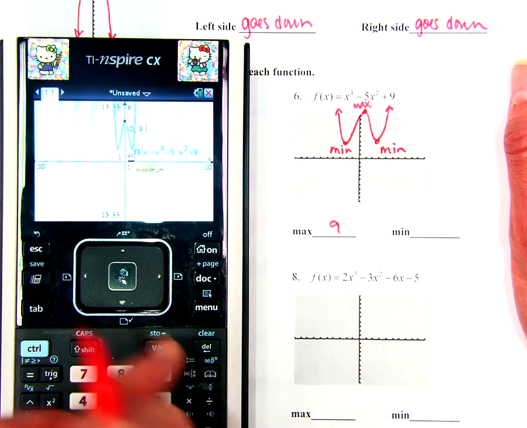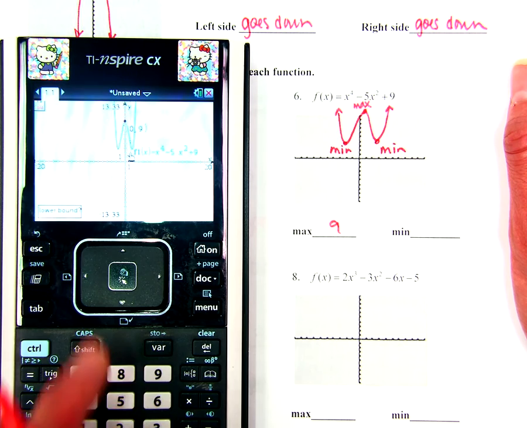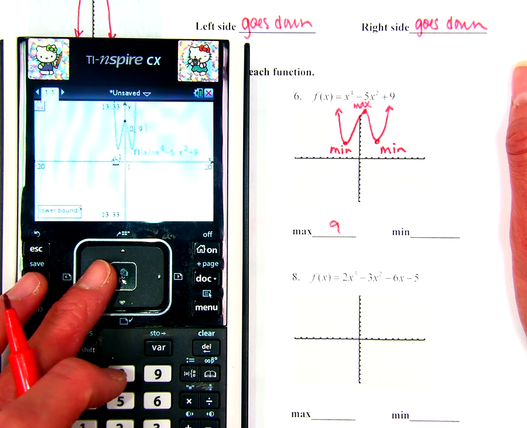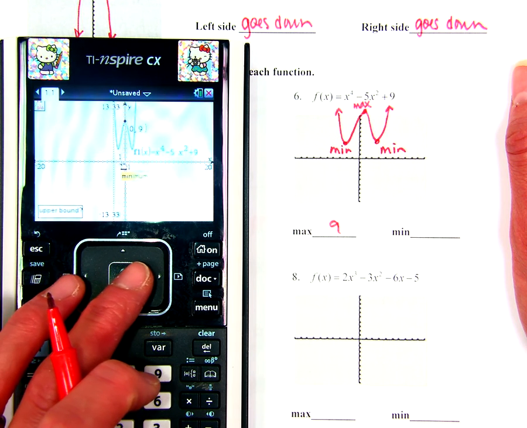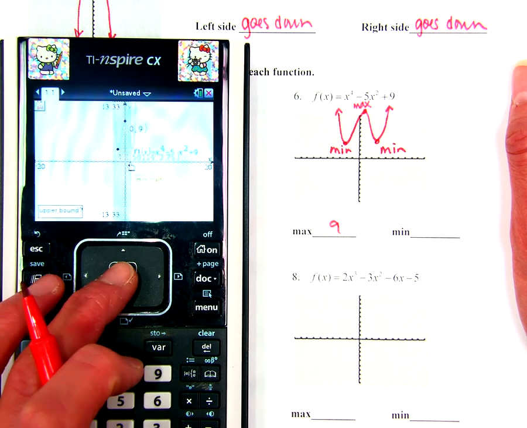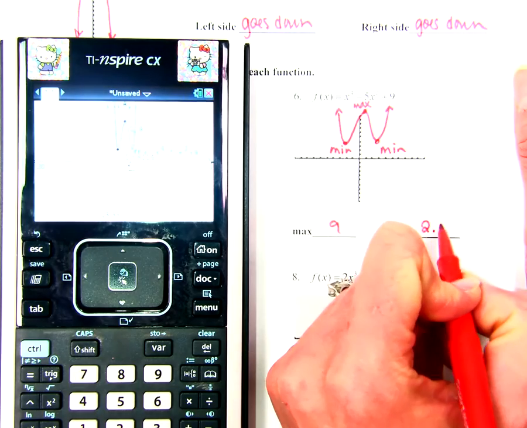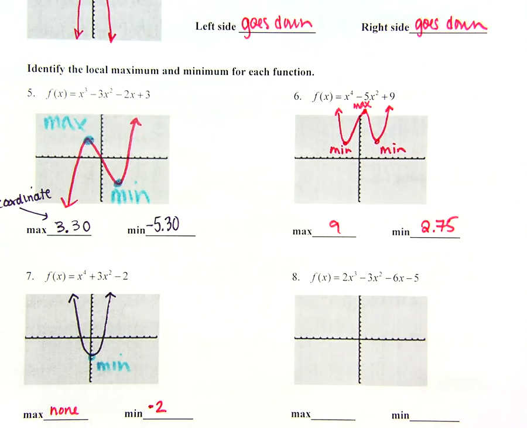Right? Okay, I'm going to redo it. So menu, Analyze Graph. This time I'm going to do minimum, and I'm going to do this one over here. It doesn't matter, you'll get the same answer. So click somewhere to the left, somewhere to the right. As soon as you hover over it, you see that dot come up. So you get 2.75 as your local minimum.